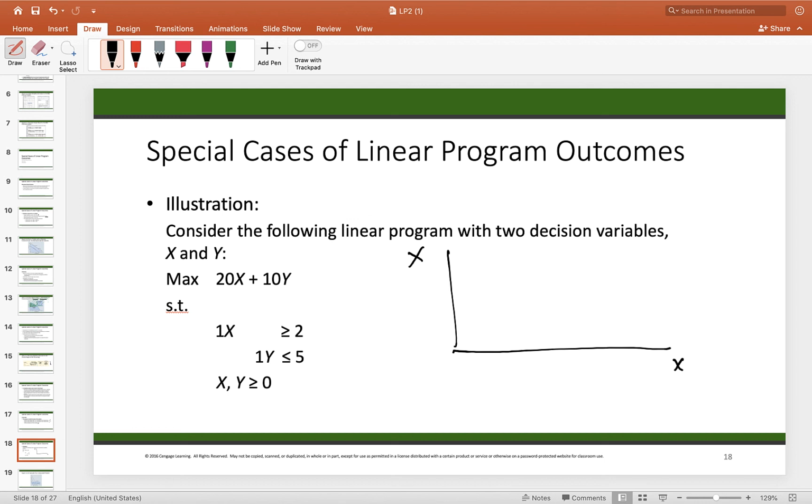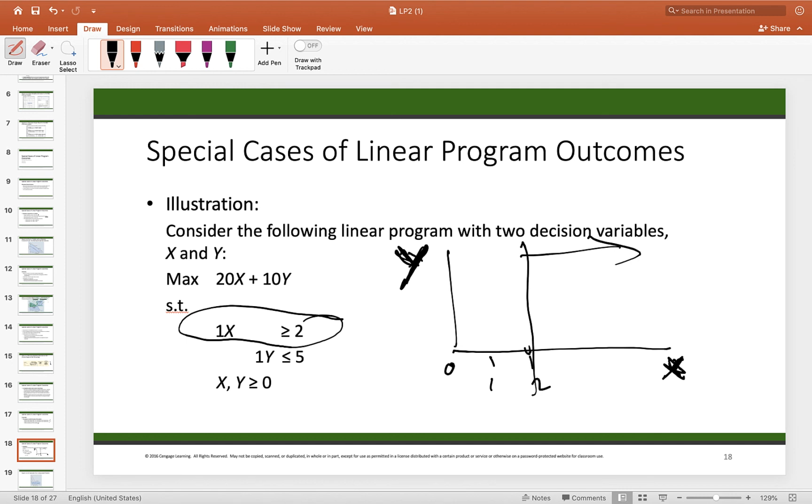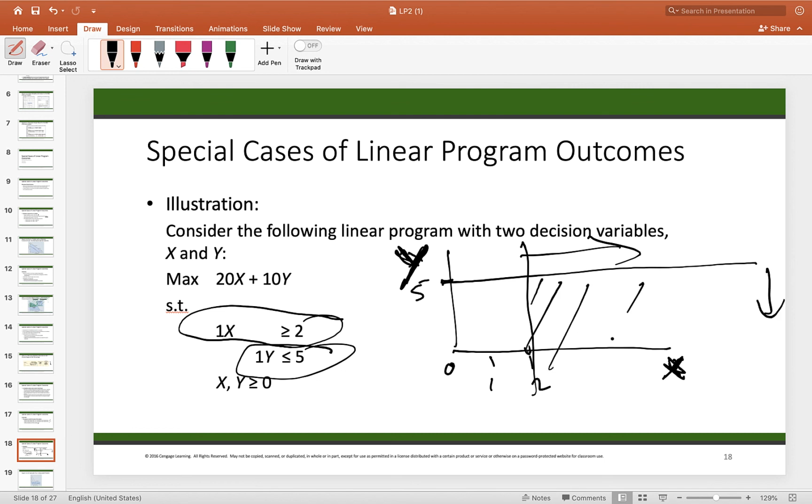Note the first constraint: my x and my y look exactly the same. This is x, this is y. x is greater than 2, so if this is 0, 1, 2 for x, then x is greater than 2. So I've got all the region over here for that constraint. And this one says that y is less than 5. So if I go up to 5 on the y-axis, this is saying I've got everything down here. So basically my feasible region is this region in here.